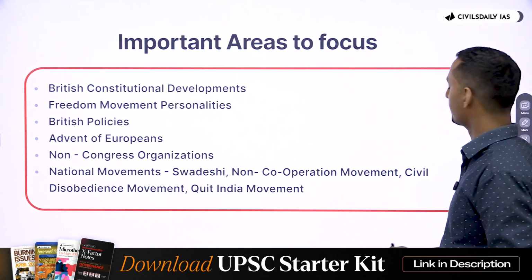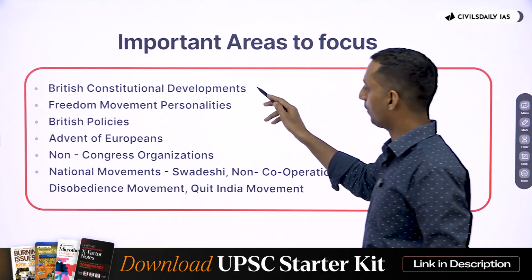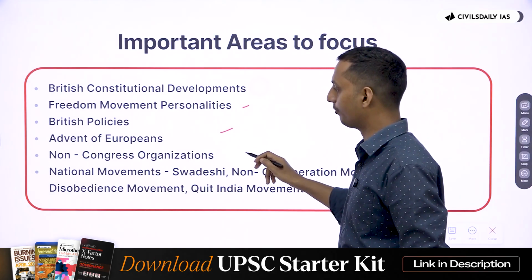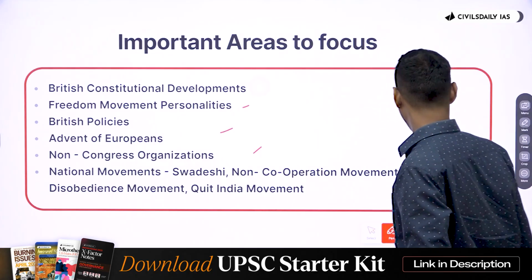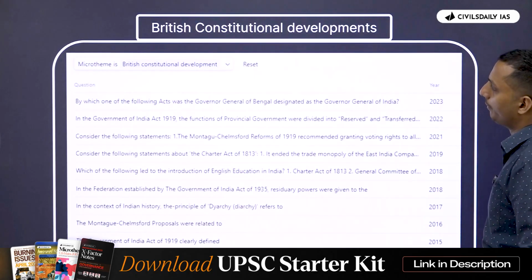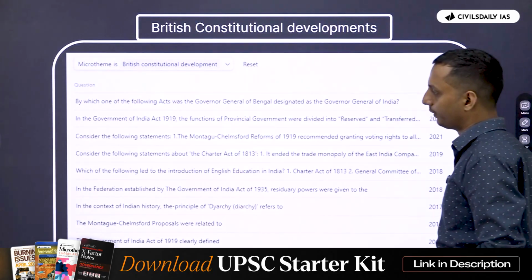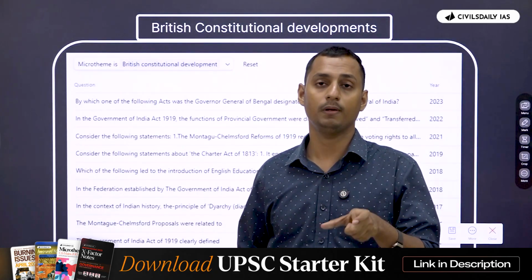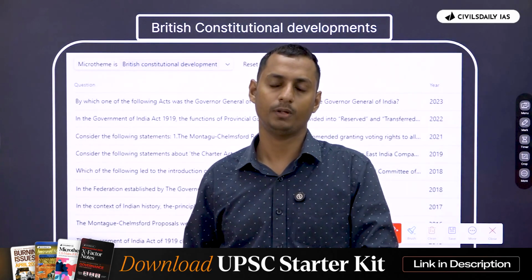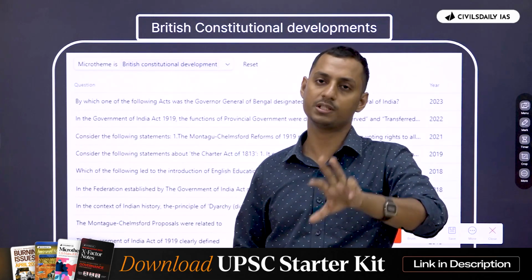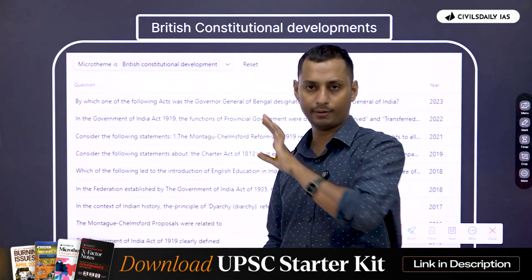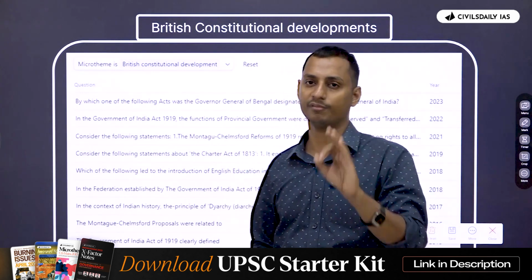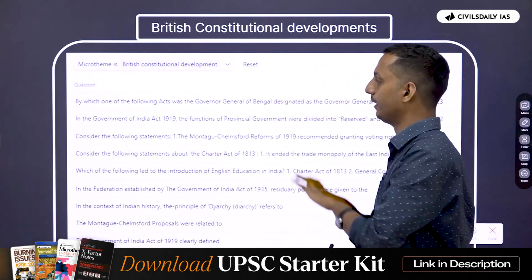The most important areas, first of all, are the British constitutional developments, as I told you, freedom movement personalities, British policies, the advent of Europeans, and non-Congress organizations, as I have already discussed. Coming to the British constitutional developments, you need to dive deeper with Laxmikanth and Spectrum. Focus on the Regulating Act of 1773 to the Government of India Act of 1935. Dive deeper into every provision, because this is one of UPSC's favorite areas.